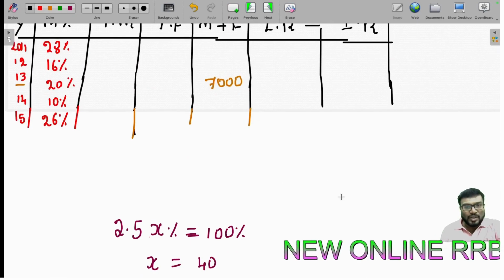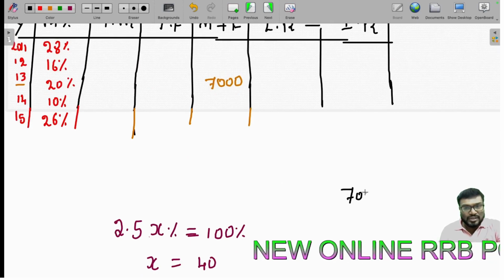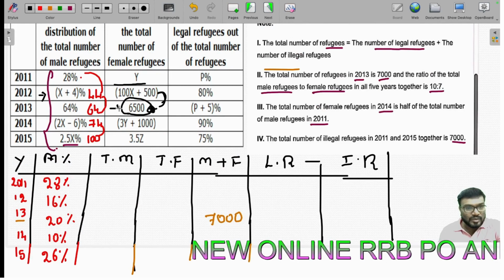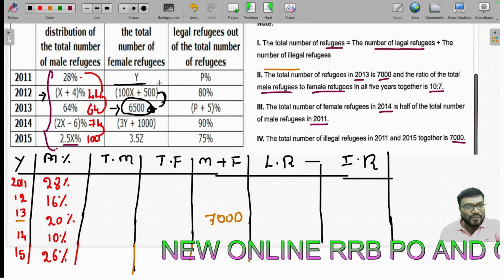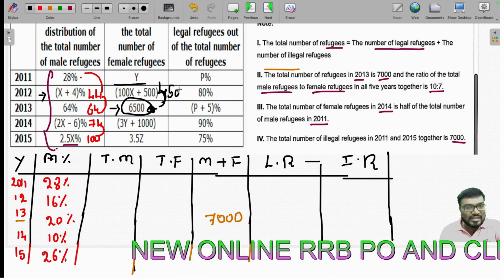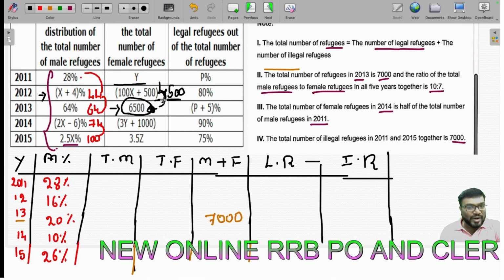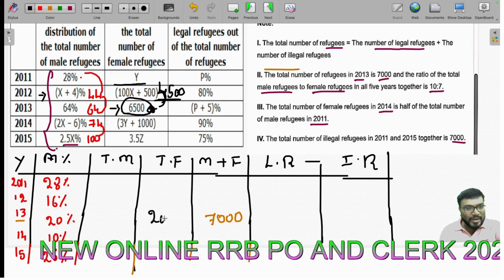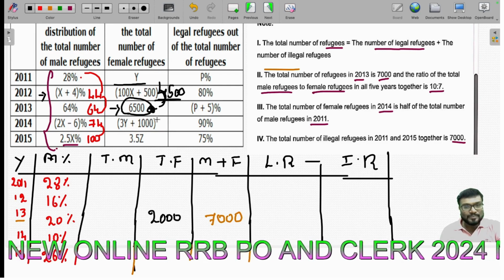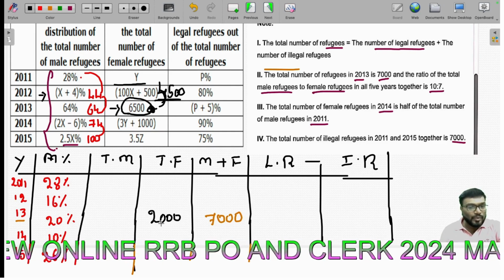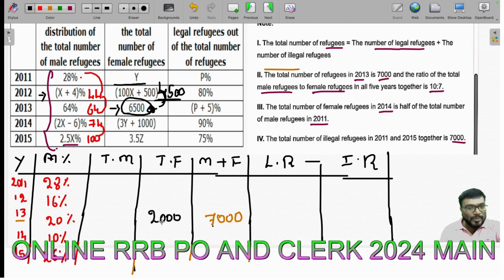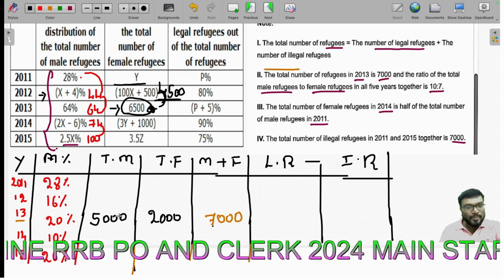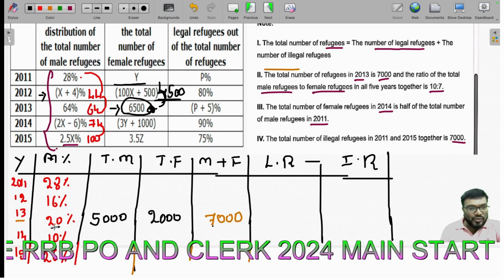If I remove from 6,500 the 4,500 value, the total female in 2013 is 2,000. 6,500 minus 4,500 will be 2,000. Then total male and female will be 7,000, means this is 2,000, so this will be 5,000.